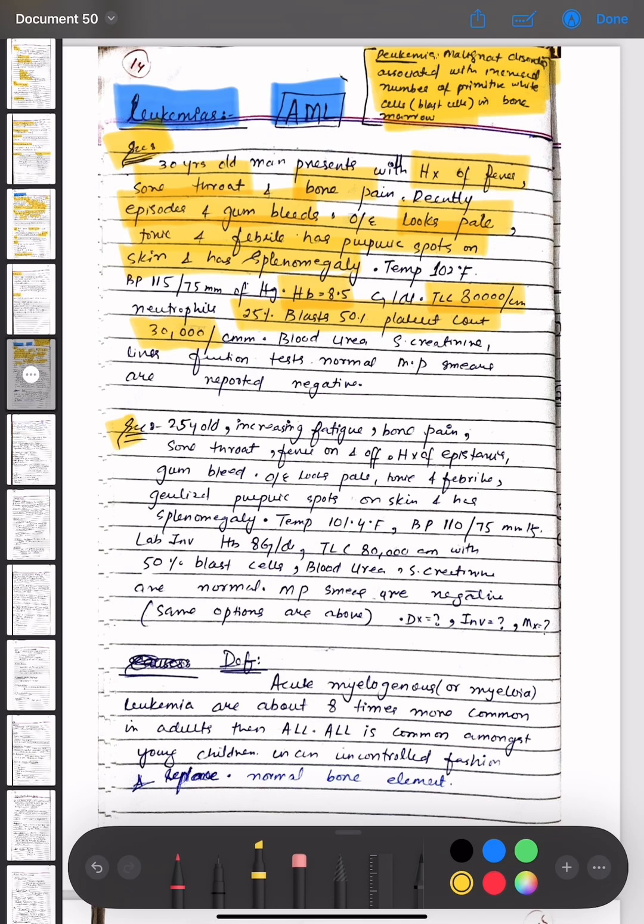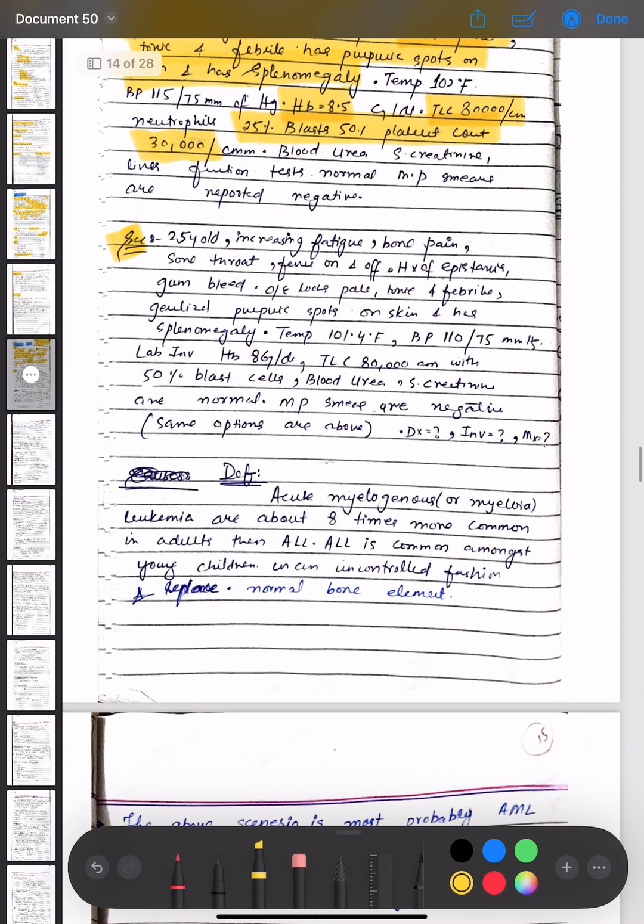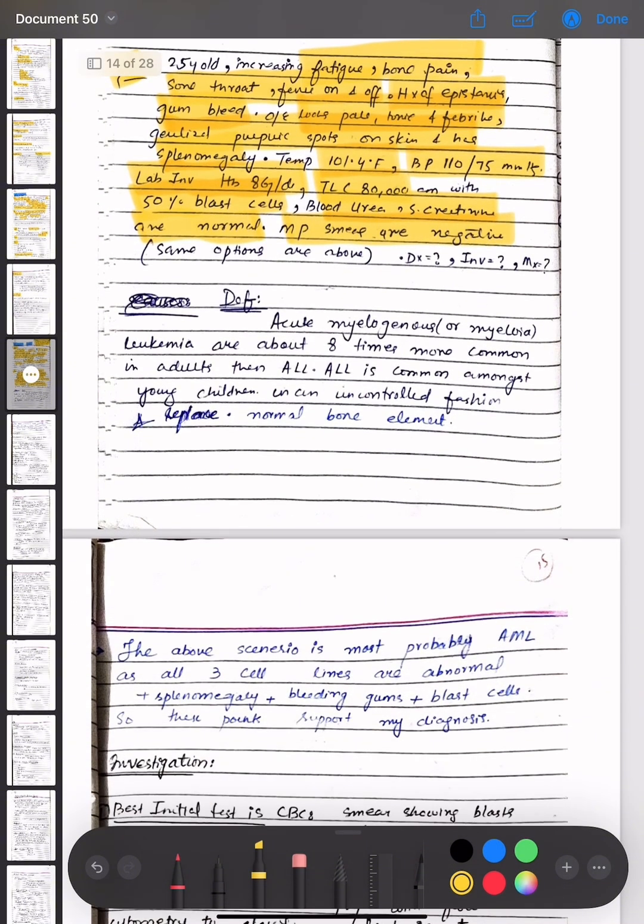Another scenario is a 25-year-old patient with increasing fatigue, bone pain, sore throat, fever on and off, and a history of epistaxis and gum bleed. On examination, he looks pale, toxic, and febrile, with generalized purpuric spots on the skin and splenomegaly. Temperature is 101 degrees Fahrenheit and BP 110 by 75. Lab investigations show HB 8 gram and TLC 80,000 with 50% blast cells, and blood urea and serum creatinine are normal. The MP smears are negative. What is the diagnosis, the investigations, and the management?